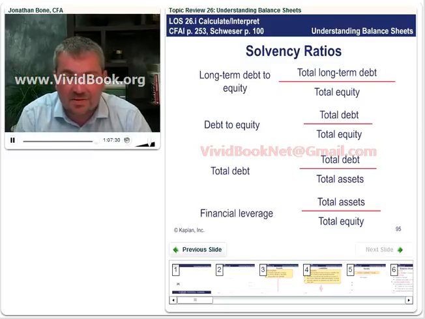Now, let's have a look at our debt to equity. This is the most common one, total debt over total equity. You need to know the definition of total debt. It's all of your long-term liabilities plus any interest-bearing current liabilities, over total equity. Total debt over assets, again, total debt, remember, all long-term liabilities plus interest-bearing current liabilities over your total assets.